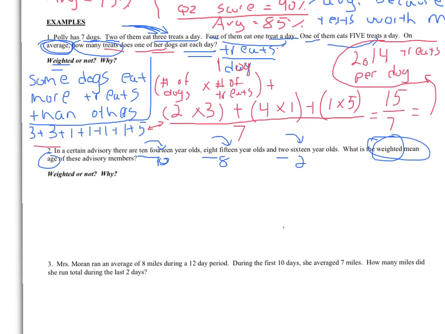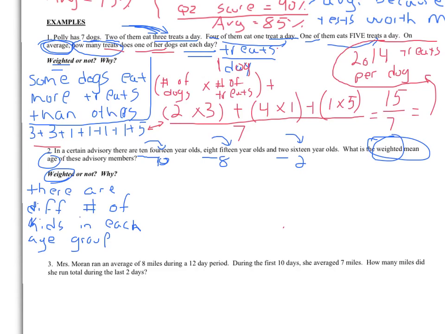So this is a weighted mean, and the reason why is because it is weighted, and we can make a note that there are a different number of kids in each age group. I keep thinking girls, it's not. So we have to take that into consideration.